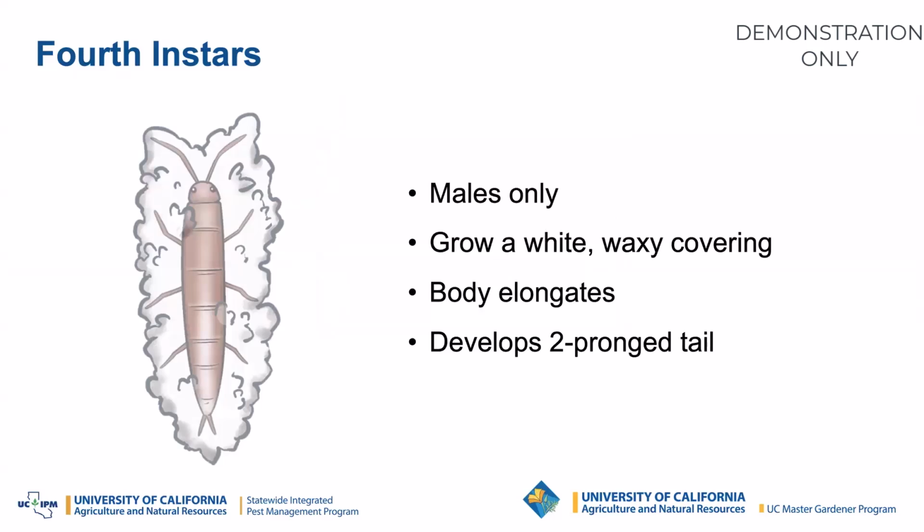Males undergo a fourth instar stage, where they develop the characteristics that differentiate them from females. Fourth instar males grow a white, waxy covering that protects them and shields them from view. Under the fluffy wax, males in this stage begin to elongate and develop waxy, two-pronged tails. This life stage is hard to spot due to the waxy covering.